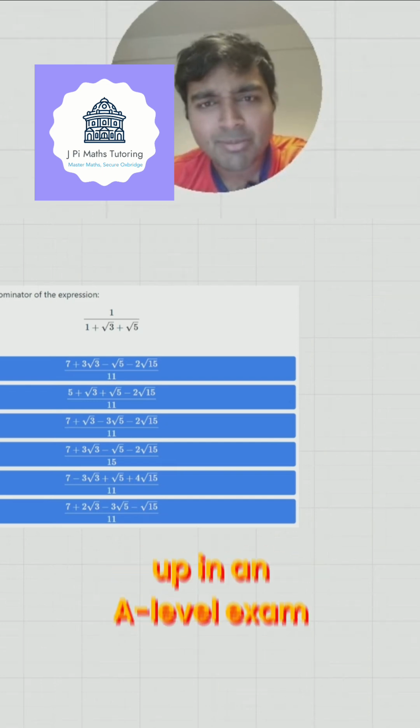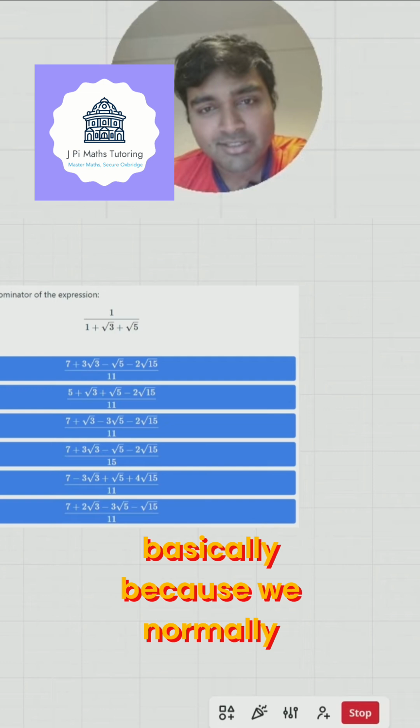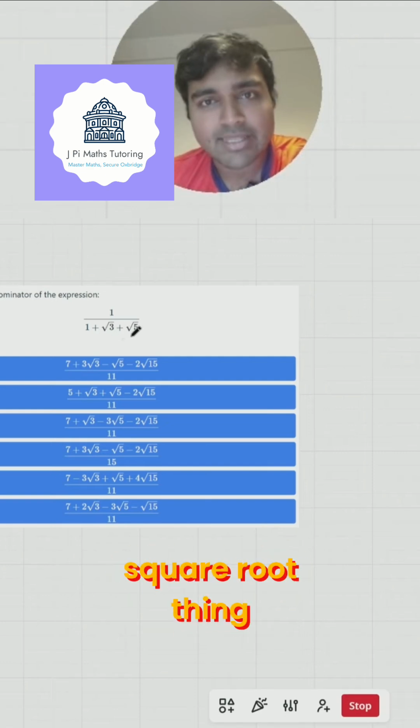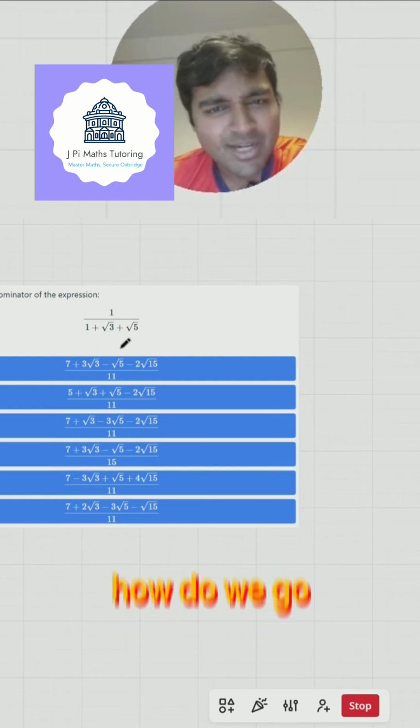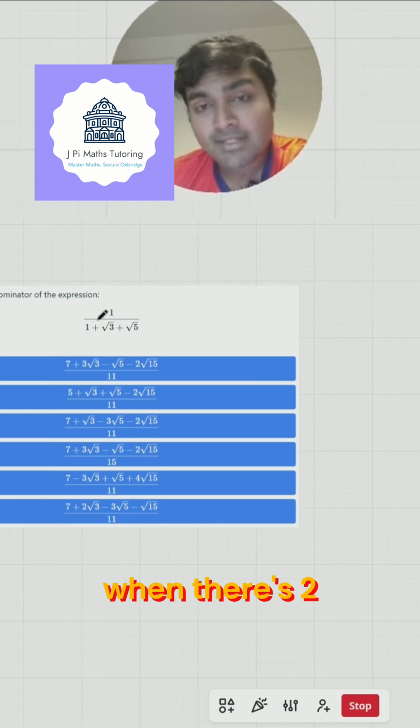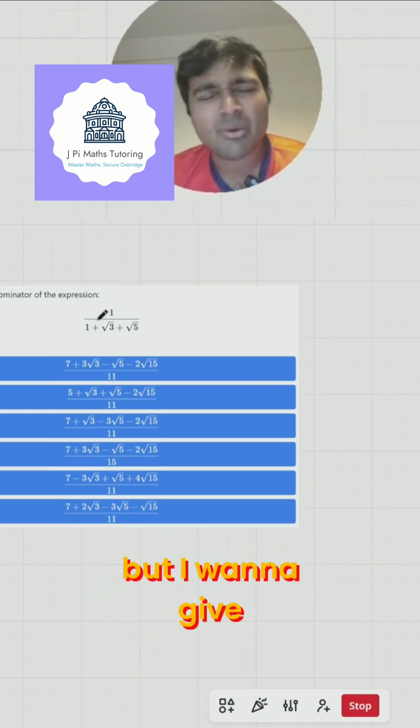Now, why wouldn't this come up in an A-level exam? Well, basically because we normally only have one square root thing in the denominator. So how do we go and deal with it when there's two? Now, I could just write out the solution, but I want to give you a bit of intuition.